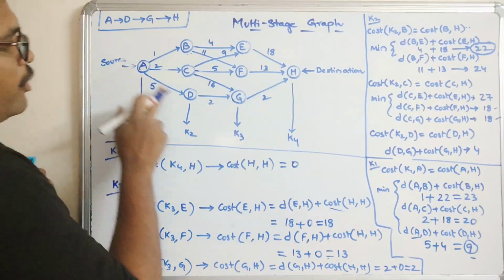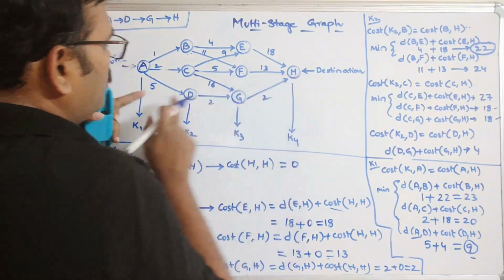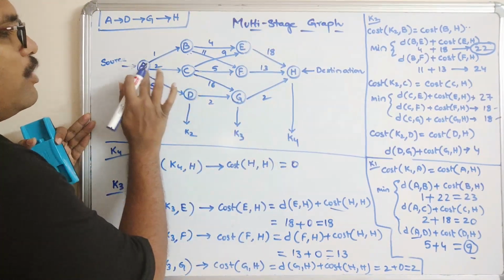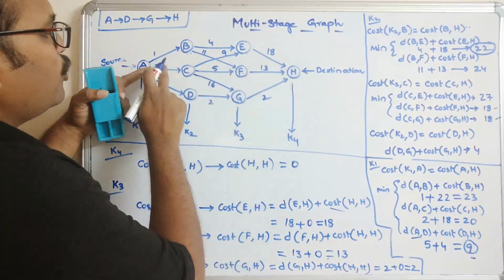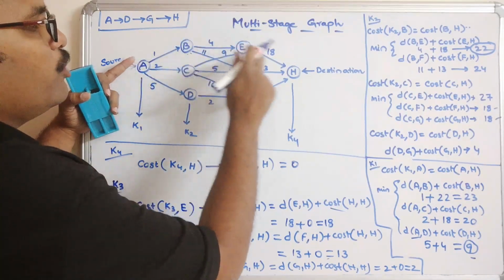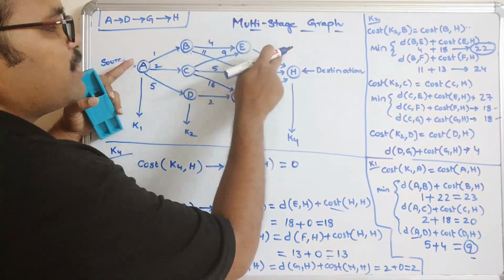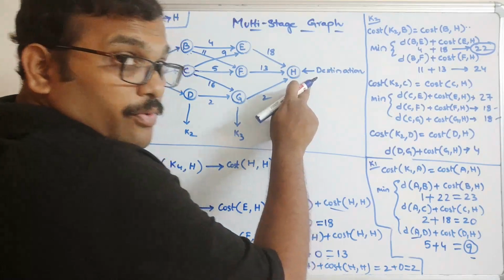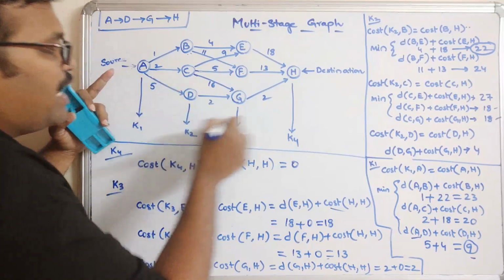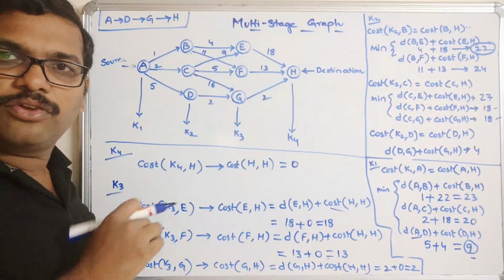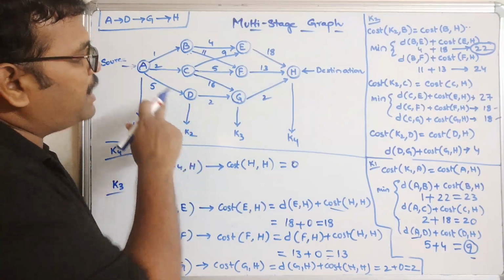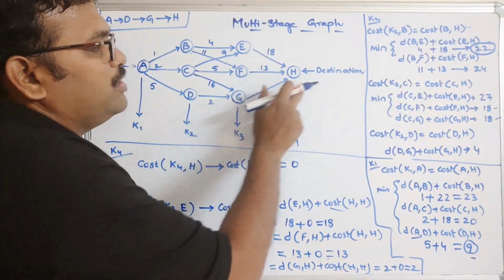You can observe A to D, D to G, G to H, which is 5 plus 2 plus 2, which is 9. If you go with A to C, C to F, and F to H, 2 plus 5, 7, 7 plus 13, 20 it will take. And if you go with A to B, B to E, E to H, 1 plus 4, 5 plus 18, 23 it will take. So this is the only path which has the shortest distance. In order to reach from source to destination, the shortest path is A to D, D to G, and G to H.